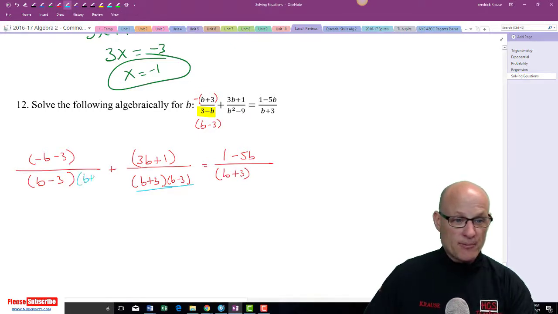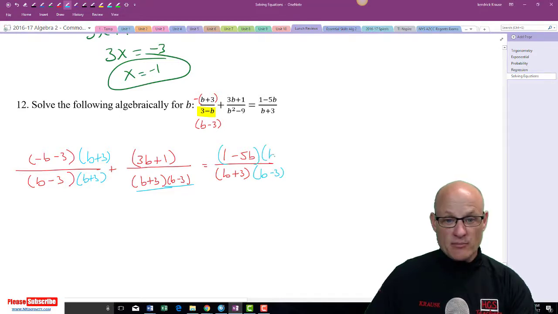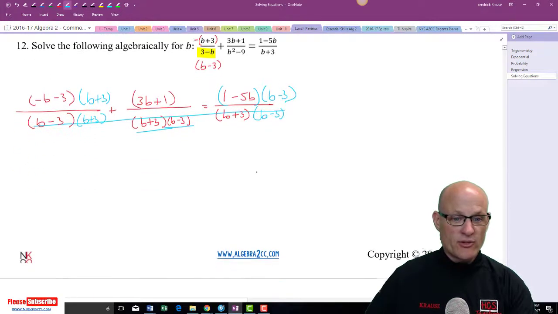So this one needs a b plus 3. This one needs a b plus 3. This one needs a b minus 3. This one needs a b minus 3. All right, so now that I've done that, I don't need the denominators anymore. I can solve just the numerators.